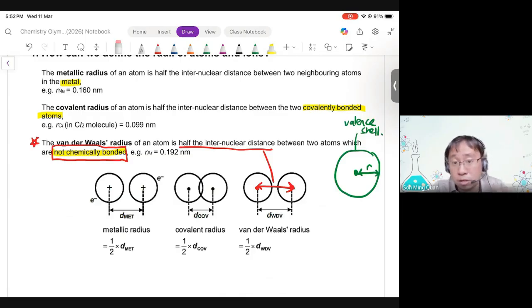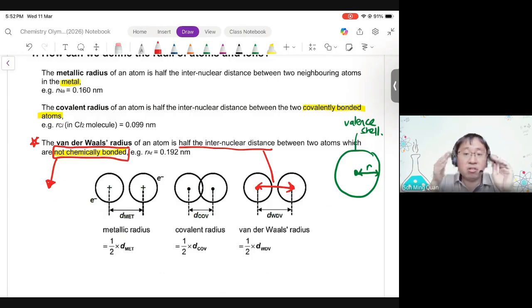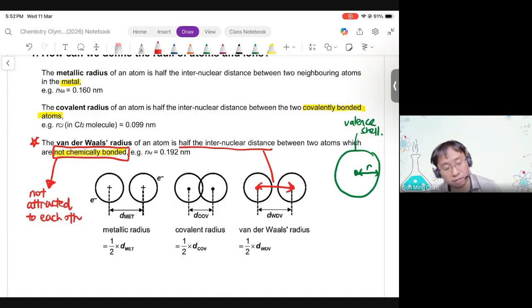Now, why do I want to focus on the van der Waals radius? You notice the van der Waals radius is defined rather oddly. It's defined in terms of not chemically bonded, they are not interacting. Because of this, if they are not bonded, another way of saying not bonded means not attracted. They are not attracted to each other. I'm not sure if you realize a force of attraction is a form of bonding. It's a form of interaction. So not chemically bonded means not attracted to each other.